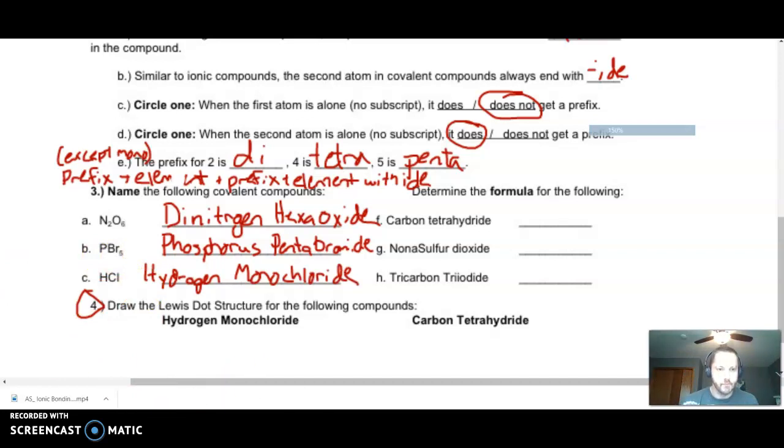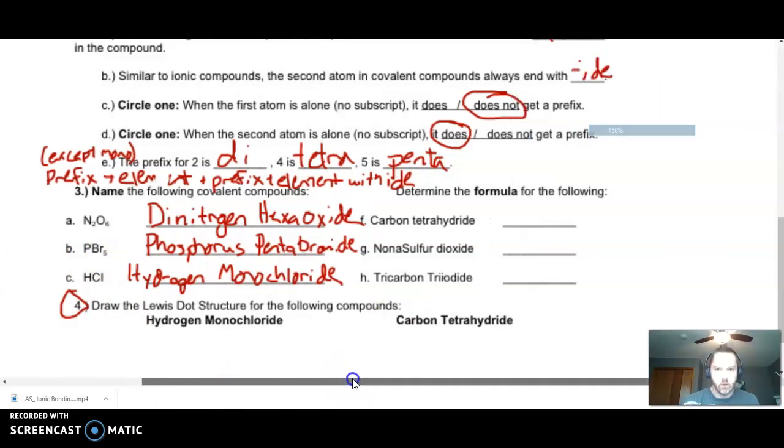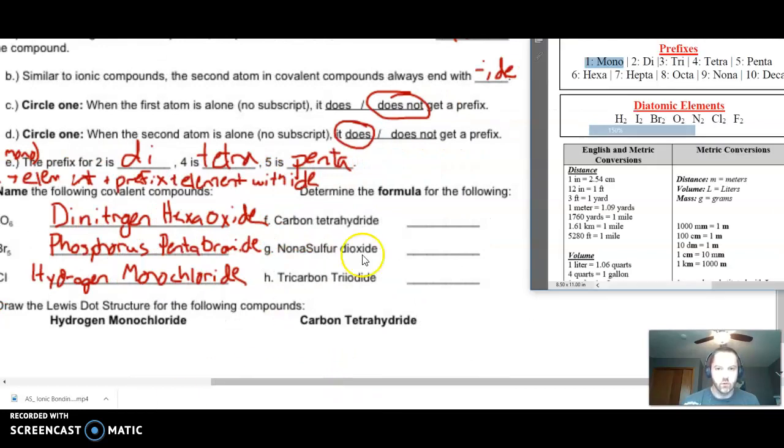And we are good with that. Now scrolling over a little bit here and doing the formula. This is actually a lot easier in my opinion. Carbon, there's no prefix, so we can just assume 1. Tetrahydride, so tetra meaning 4, CH4. Also known as methane, which is the gas that's actually in our gas jets at school.